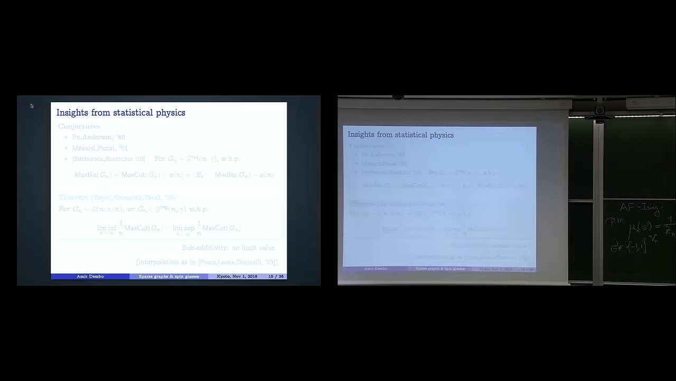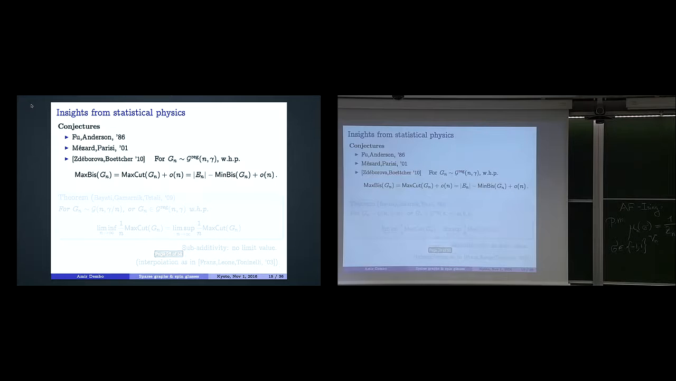Okay, so what are some insights that one can get from statistical physics? So I will start with some conjectures, that is, some statements which you can get from statistical physics maybe, but I will actually start with one conjecture, which is very interesting. There have been many other conjectures before, starting with a paper of Fu and Anderson from 1986. In the book of Mézard and Parisi from 2001, there are lots of conjectures and predictions and stuff like that.